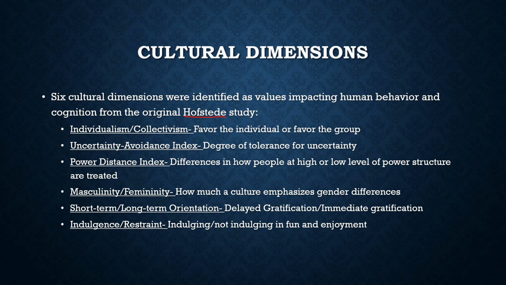The next one, masculinity or femininity, how much a culture emphasizes gender differences, how sort of alpha, so to speak, a culture is. The fifth one, short-term or long-term orientation, how much does the culture allow for delayed gratification versus immediate gratification? And delayed gratification would be long-term orientation, immediate gratification, short-term orientation. I would say the United States is probably more on the immediate gratification scale. And then the last one, number 6, indulgence or restraint. How much does this culture indulge or not indulge in fun and enjoyment? And most likely traditional societies would fit under the restraint category, right? Certain moral factors may preclude you from joining in on certain fun activities that may be deemed immoral.